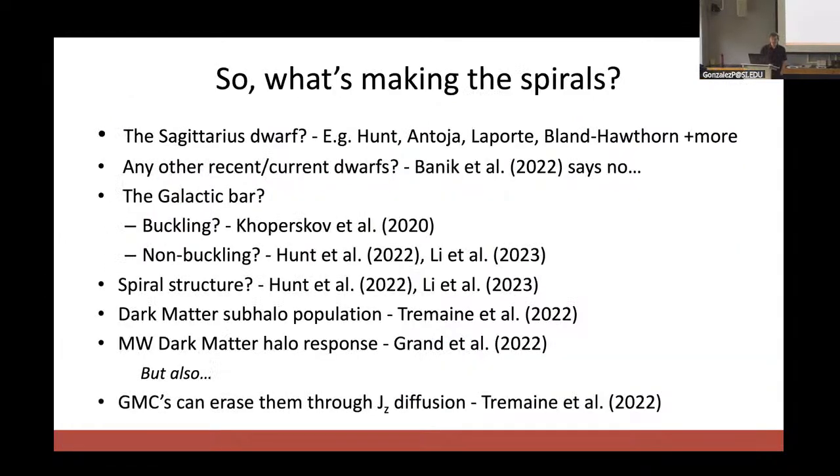So we come to the question, what is actually making the phase spirals? Well, one of the leading contenders is, of course, the Sagittarius dwarf galaxy. We have this dwarf galaxy that is merging into the Milky Way on the far side now. When it was first discovered, it was presumed to be the cause. A lot of papers have looked at this, myself and other groups.